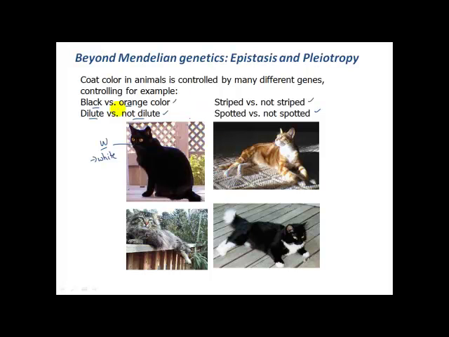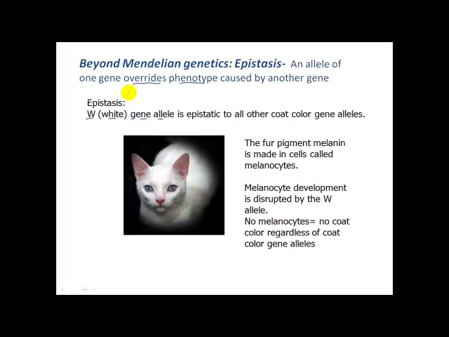Same for all these other cats. It wouldn't matter whether they had the black versus orange allele, whether they had the dilute or not dilute, striped versus not striped, spotted versus not spotted. If they inherit this specific dominant allele at the white gene, then all of those other coat color genes' expression is blocked. Now, how can that occur? How can we get epistasis or overriding of one gene's phenotype by another gene? Well, typically what we're looking at is a gene that functions upstream in a developmental or metabolic pathway.